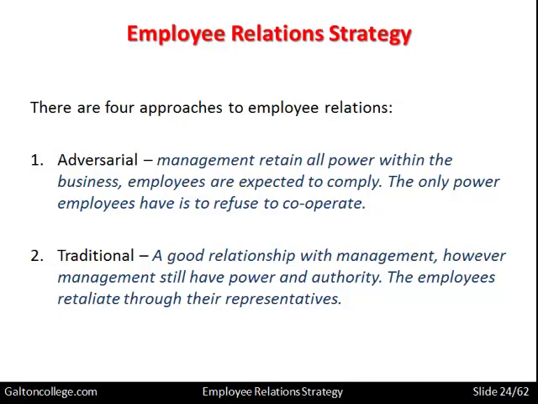The traditional way is to have good relationships with management. However, management still have power and authority. So a good relationship with the management, but recognizing the management still have power and authority. The employees raise issues through their representatives. If there is an issue, they go to the trade union representative or the works council person, or they go to someone who talks to management, and issues are brought forward in that way. But generally speaking, it's a good working relationship with management. It's just they work together. If there are issues, an appointed person within the workforce will bring forward those ideas and discuss them with management and go back perhaps with solutions.